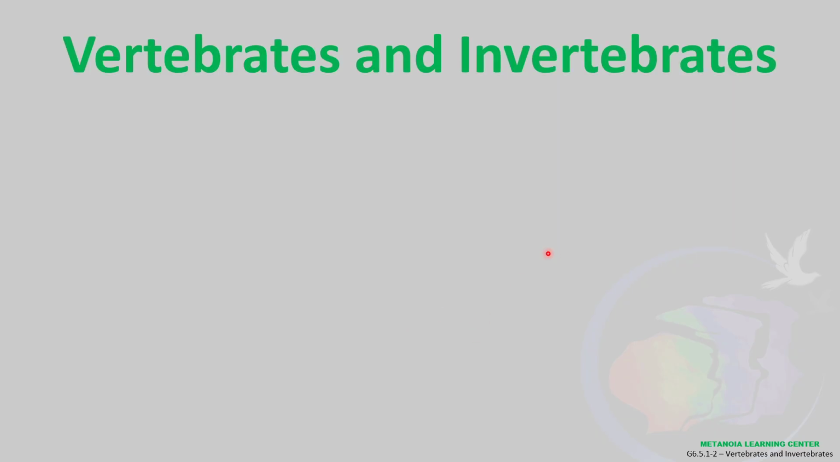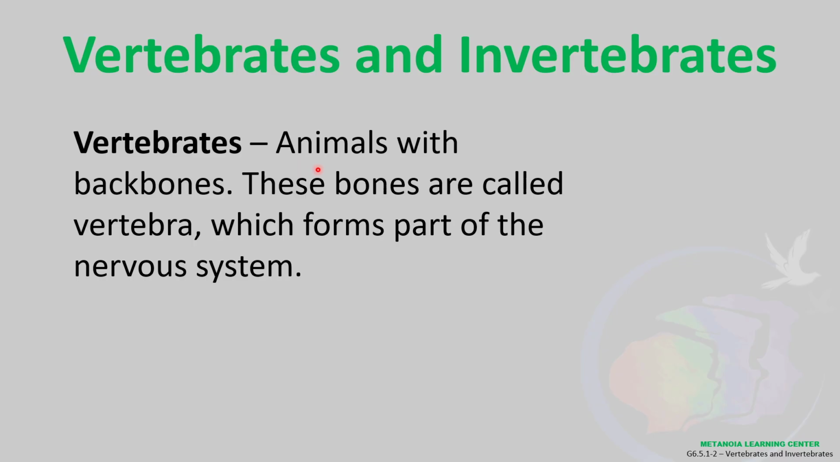Hello there, kids. Today we are going to talk about vertebrates and invertebrates. Okay. Vertebrates are animals with backbones. These bones are called vertebra, which forms part of the nervous system. Okay.